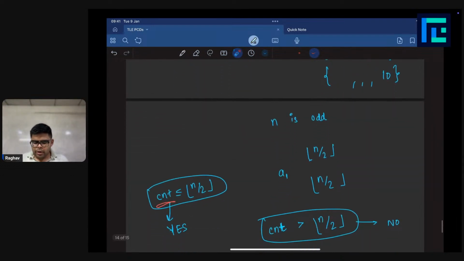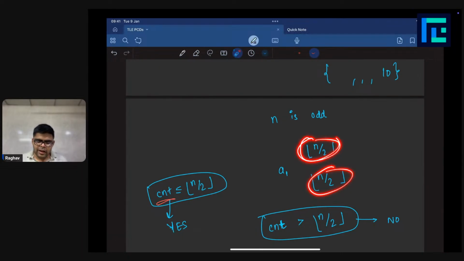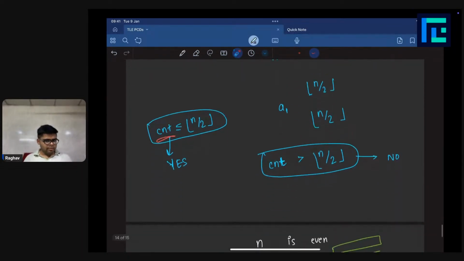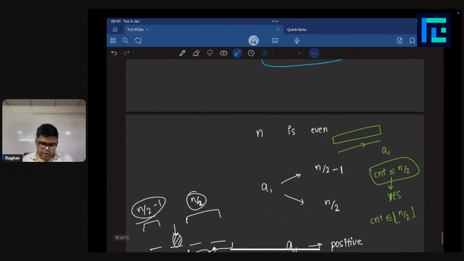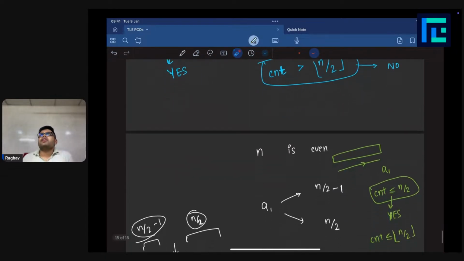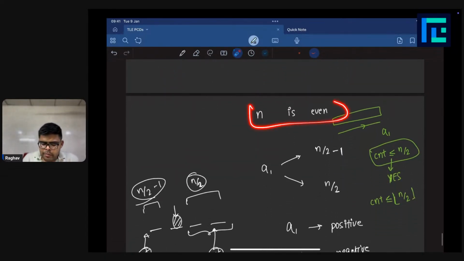So you will never be able to achieve this thing, that there are n by 2 smaller people than A1 and n by 2 larger people than A1. This thing would be unachievable. So to achieve it, you need to have count being less than equal to n by 2. In that case, you will return yes. Otherwise, no.